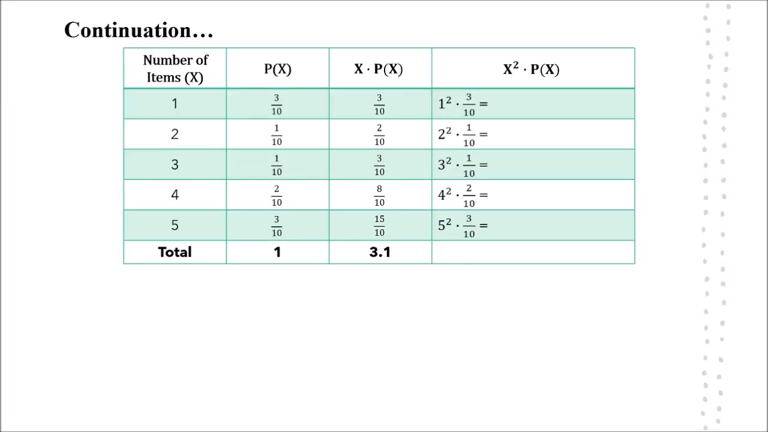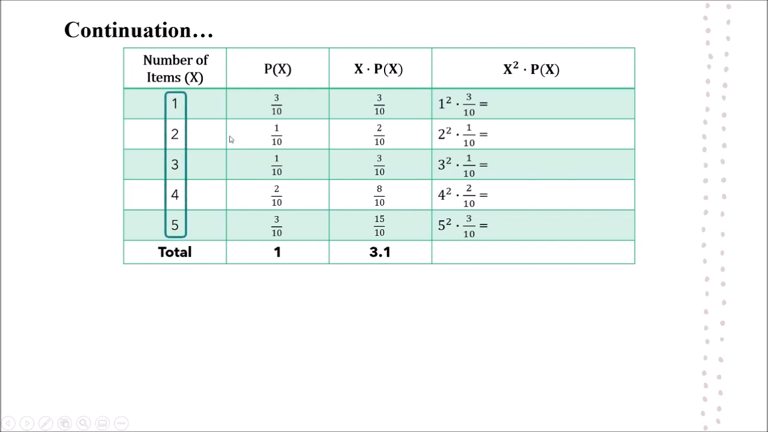So let's make use of the previous problem wherein our discrete random variable is the number of items that we got from the grocery store. We are done with getting the probability distribution and the mean of this problem.